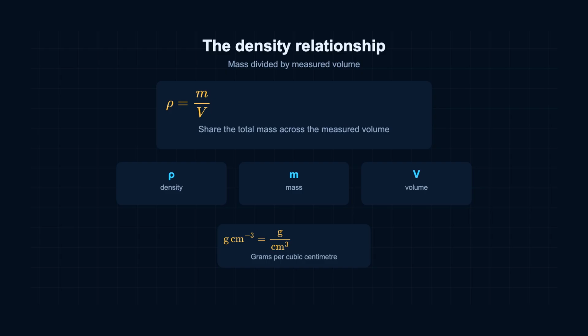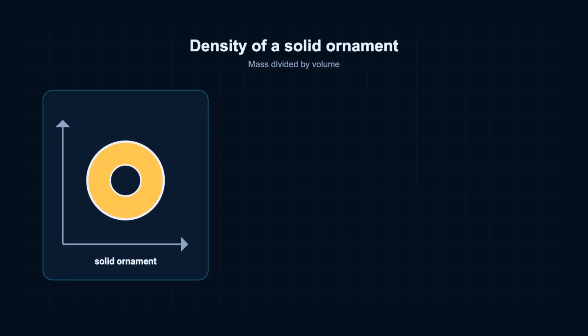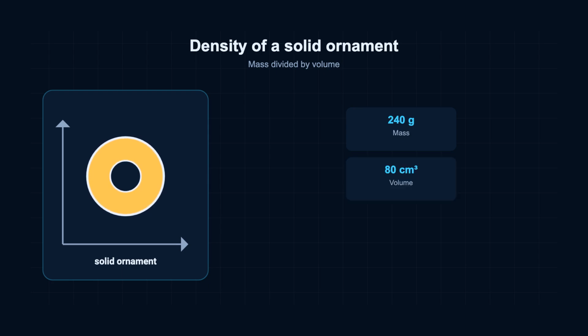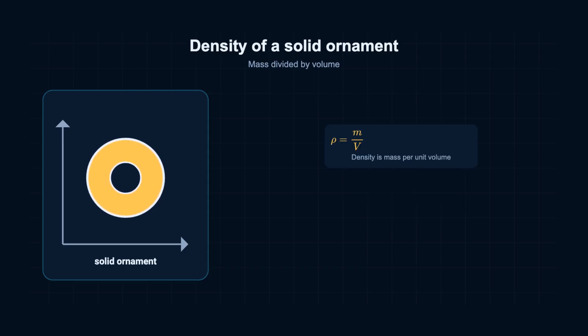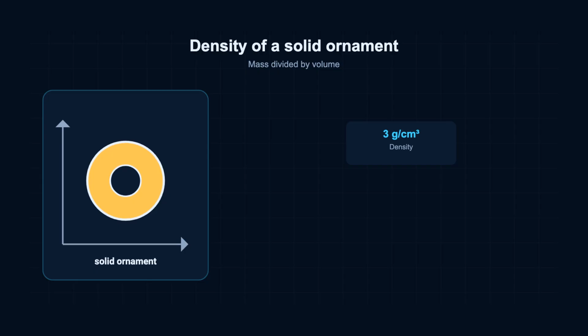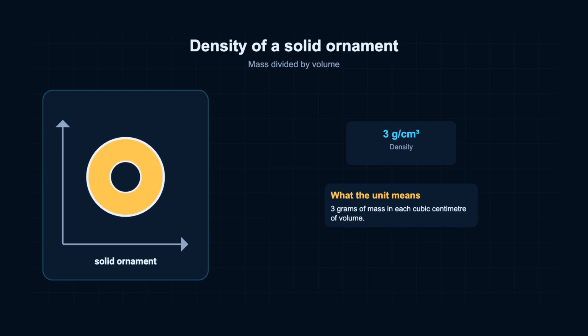g per centimeter cubed. Consider a solid ornament with a mass of 240 grams and a volume of 80 cubic centimeters. Start with ρ equals m divided by V. Substitute the measurements. Density equals 240 grams divided by 80 cubic centimeters. The quotient is 3, so the density is 3 grams per cubic centimeter. The unit records exactly what we calculated, 3 grams of mass per cubic centimeter of volume.